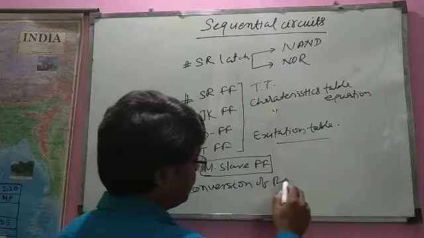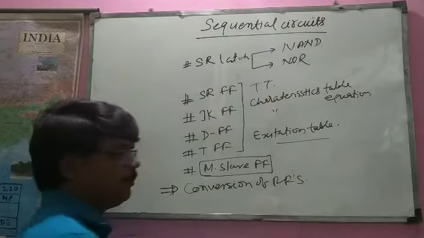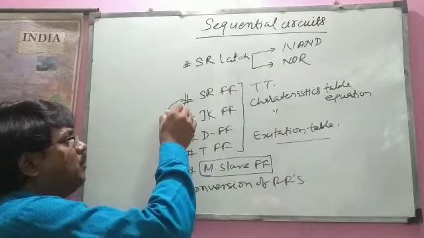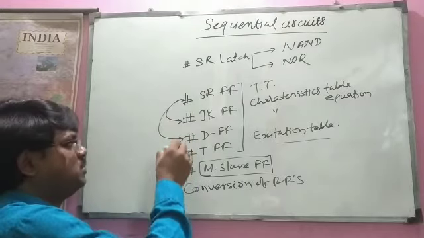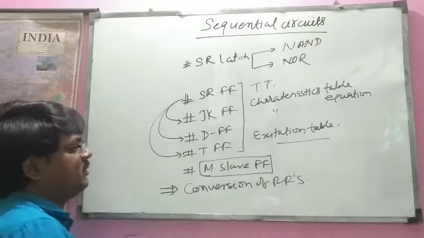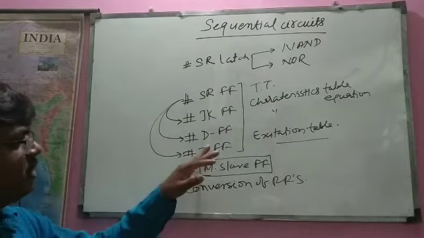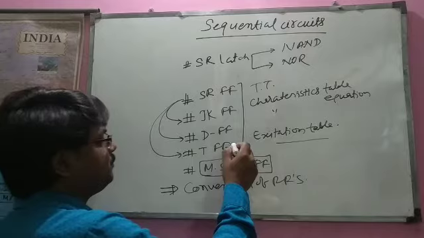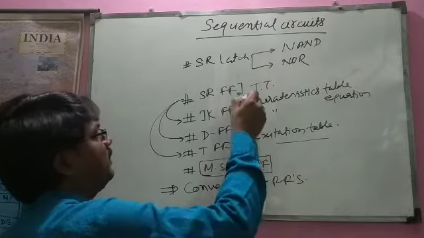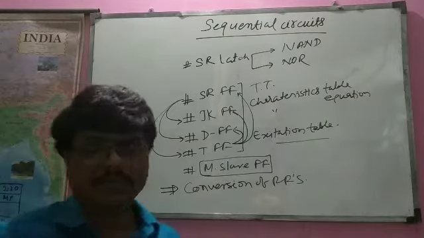Conversion of flip-flops. One thing is very important, that by using the SR flip-flop, we can construct JK, we can construct D, and we can construct T flip-flop, and vice versa. If you have T flip-flop, you can make D, you can make JK. So that is very, very simple. We will see all these things in the coming lectures.